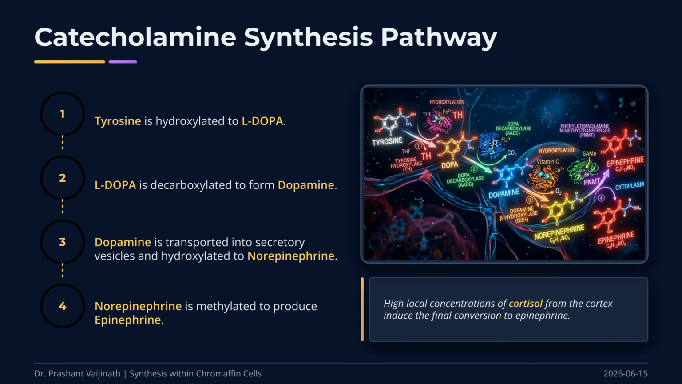The synthesis pathway starts with tyrosine, which is hydroxylated to L-DOPA. L-DOPA is decarboxylated to form dopamine, which is then hydroxylated to norepinephrine. Norepinephrine is finally methylated to produce epinephrine.